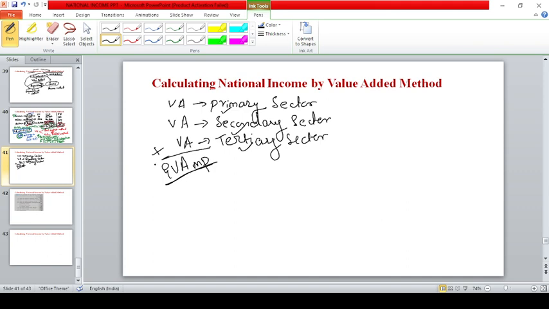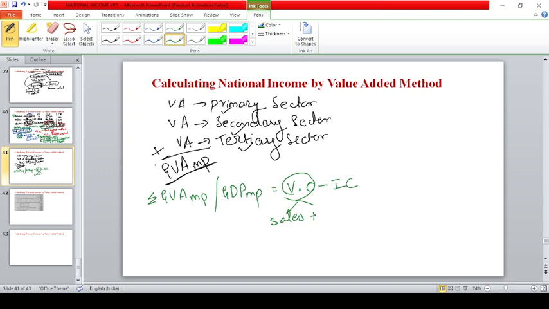So once again, the summation of gross value added at market price, which is also known as GDP at market price. So the formula for it once again: value of output minus IC. Now what is value of output? Value of output is nothing but sales plus change in stock.